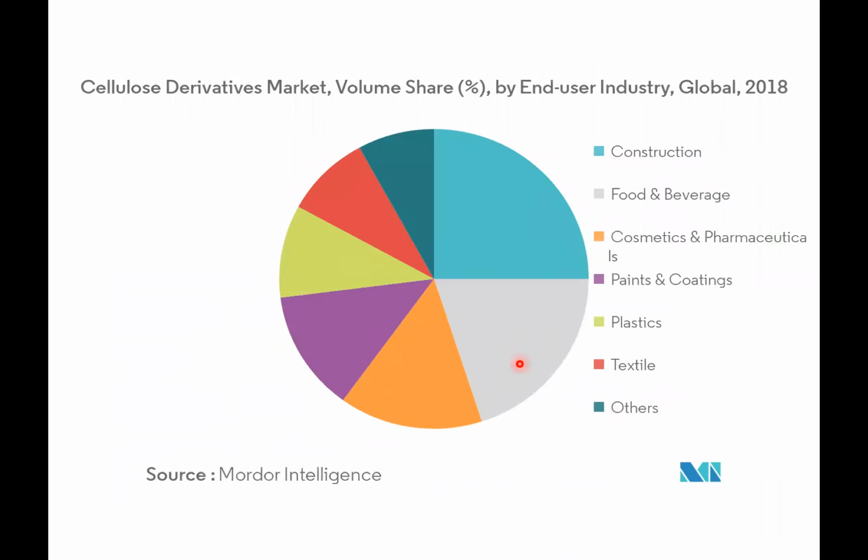The cellulose derivative market, you see food and beverage is about 1/4 here. The rest is all more technical uses. It's used a lot in pharmaceuticals and cosmetics, but then also as plastic materials, textile materials, and so on.